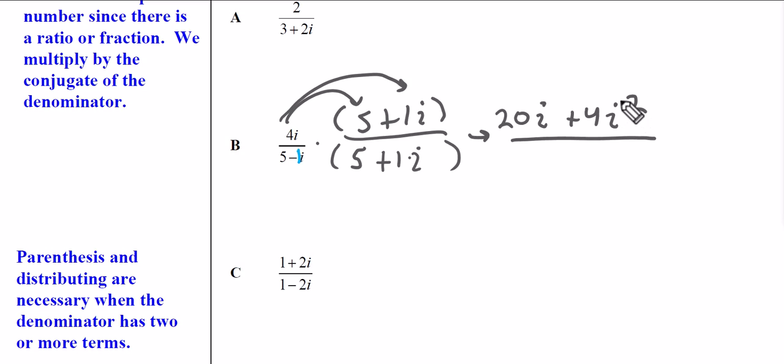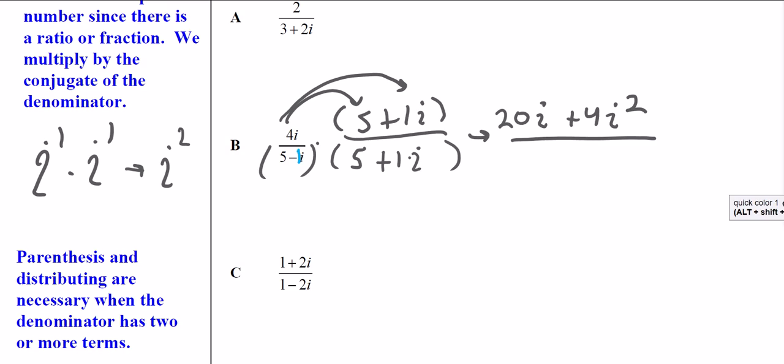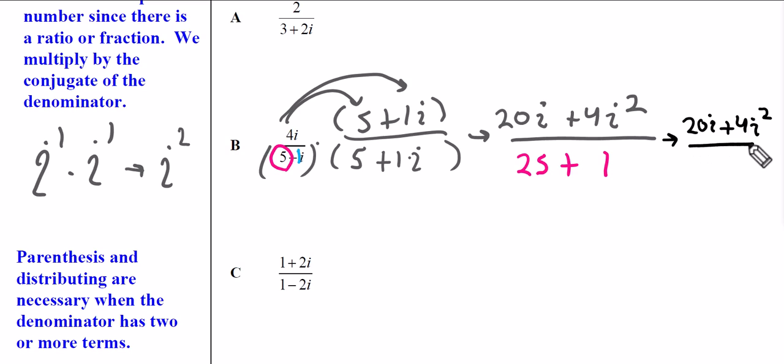4i squared. Because I have an i and an i times i, right? That's i to the 1 times i to the 1. We add the powers. 1 plus 1 is 2. For the denominator, right, we're distributing this. You could do it the old-fashioned way, or we could just do the little trick where it's going to be 5 squared is 25. And then 1 squared is 1. We get 20i plus 4i squared over 26. Interesting.